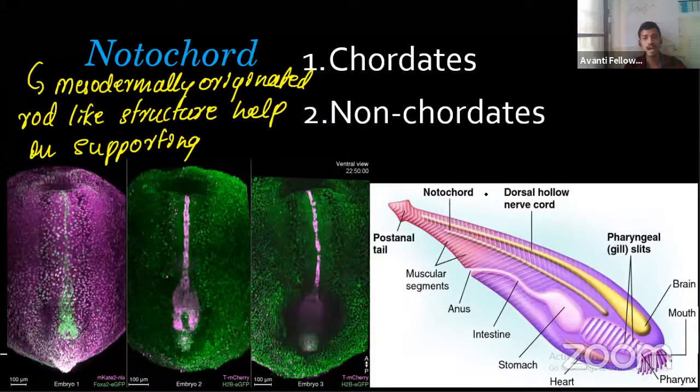Here you can see another example of how you can find it in other organisms. Here you can also find the presence of a dorsal hollow notochord. That means inside, like a hole is present. Okay, the organisms which have the notochord are called chordates, and those which do not have the notochord are non-chordates. We will learn about all these things in tomorrow's class.